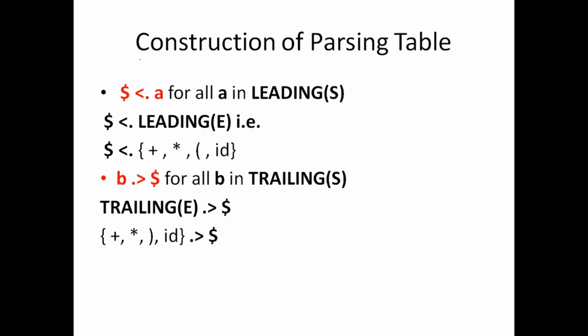So let us start. The first step in the algorithm is what? About precedence with respect to the symbol dollar. It says dollar is less than a for all a in leading of S. The grammar that we are considering has E as the start symbol. So dollar will be less than leading of E, and we have computed leading of E as plus, asterisk, opening parenthesis, id. You can see earlier we have computed this.